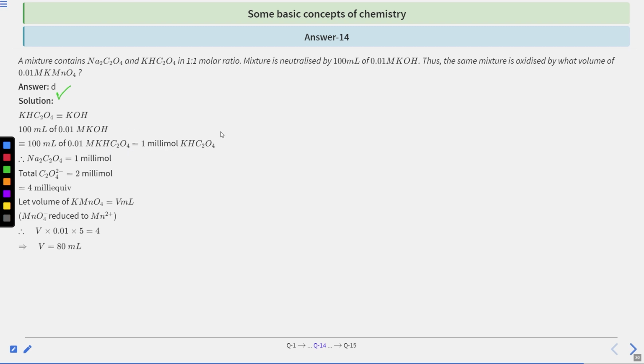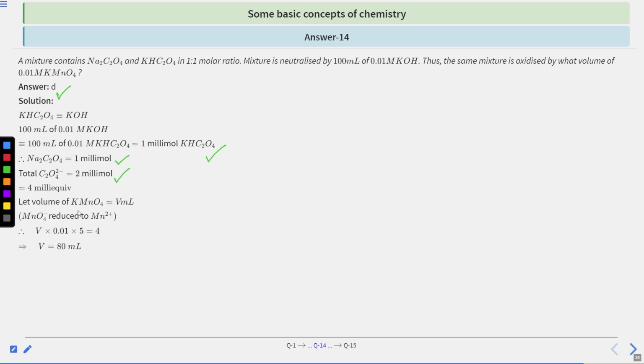So 1 millimole of KHC2O4 we have calculated. Now this KHC2O4 is equimolar with the Na2C2O4, right? It has a 1:1 molar ratio. So Na2C2O4 will also be 1 millimole. So the total moles of C2O4 will be 2 millimoles. If we write it in the form of equivalents, it will be 4 milliequivalents, because we take the 2 total millimoles and multiply by 2, which is the charge on the ion. So it comes out as 4 milliequivalents.